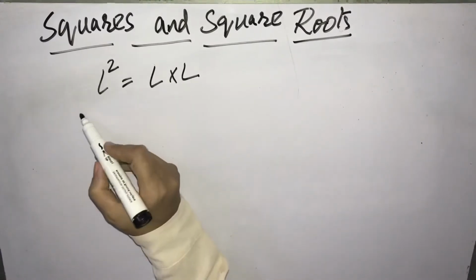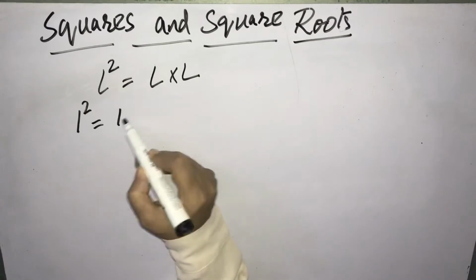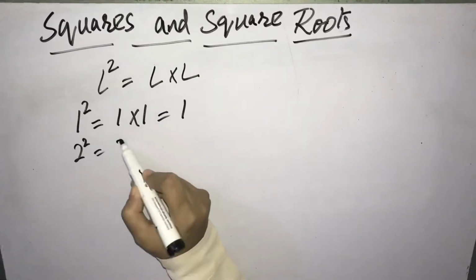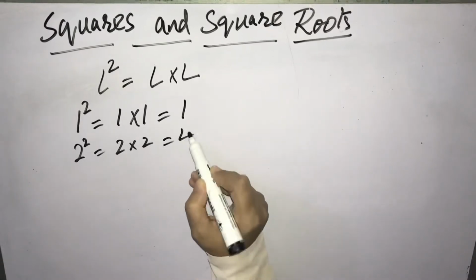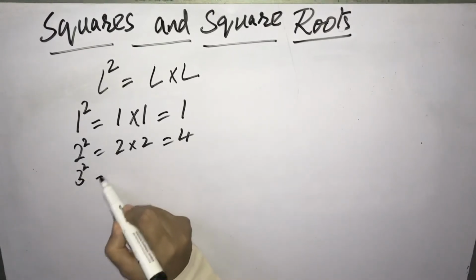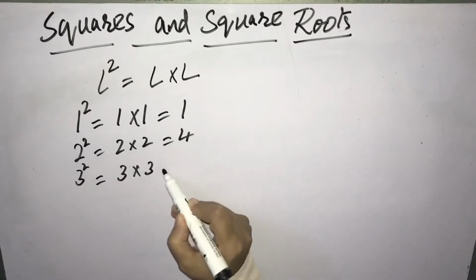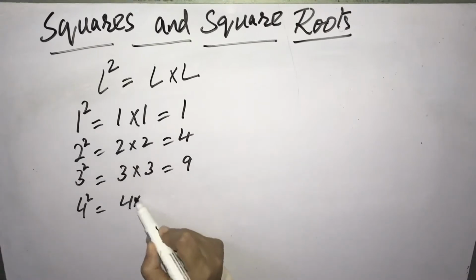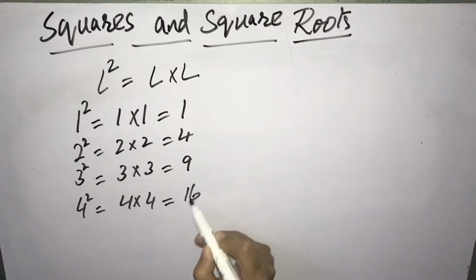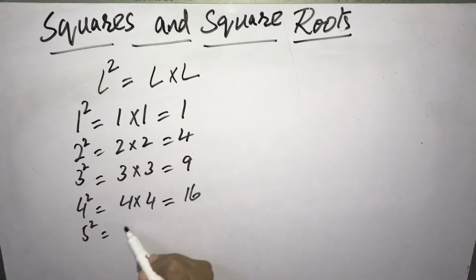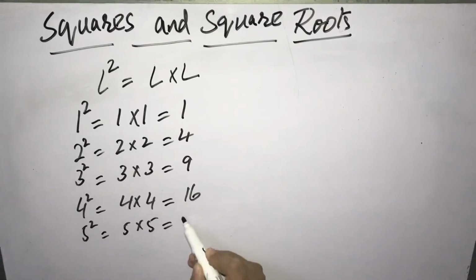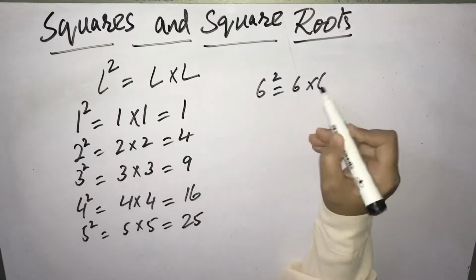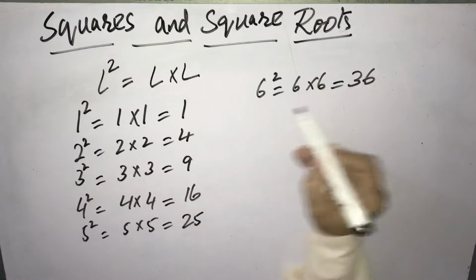First few squares: 1 square is 1 multiply 1, answer is 1. 2 square means 2 multiply 2, answer is 4. 3 square means 3 multiply 3, answer is 9. 4 square is 4 multiply 4, answer is 16. 5 square is 5 multiply 5, answer is 25. 6 square is 6 multiply 6, answer is 36.